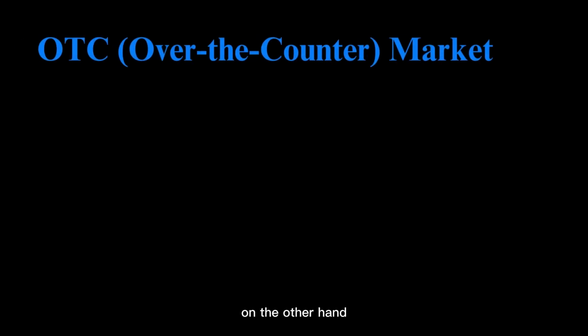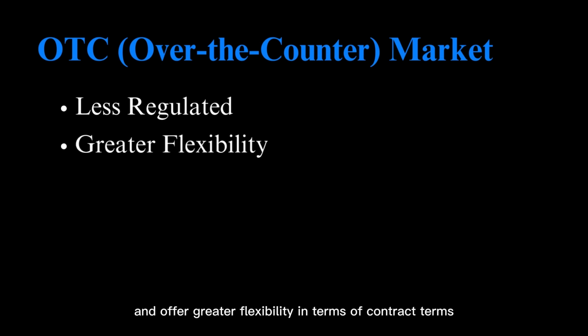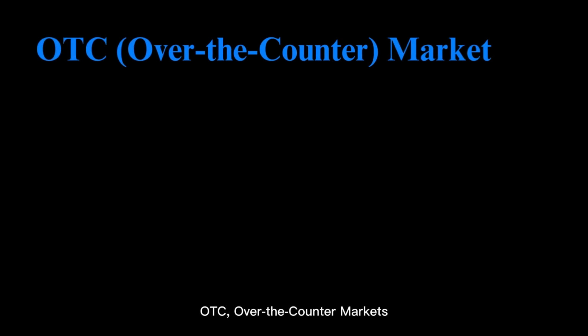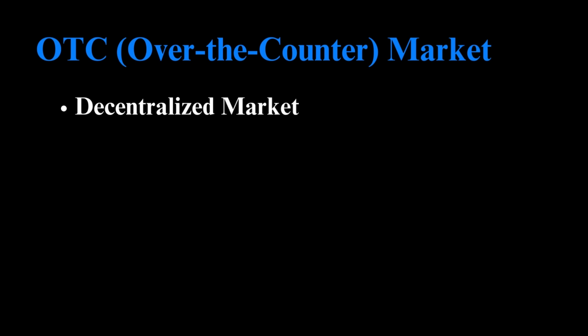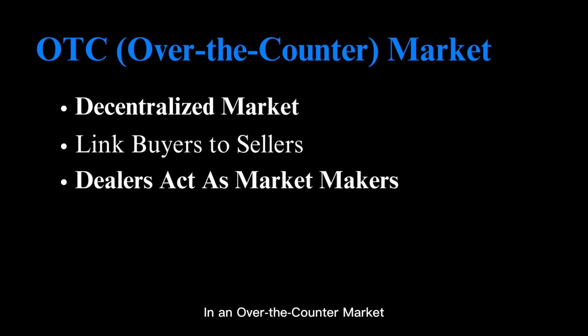OTC markets, on the other hand, are less regulated and offer greater flexibility in terms of contract terms and pricing. OTC, over-the-counter markets, are decentralized markets, made up of networks of different dealers who compete to link buyers to sellers. In an over-the-counter market, dealers act as market makers by quoting prices at which they will buy and sell a security or currency.